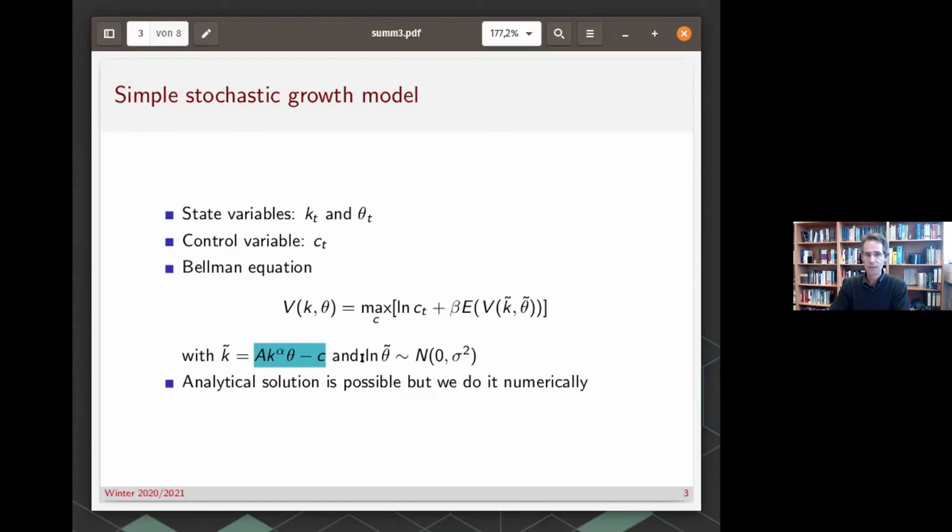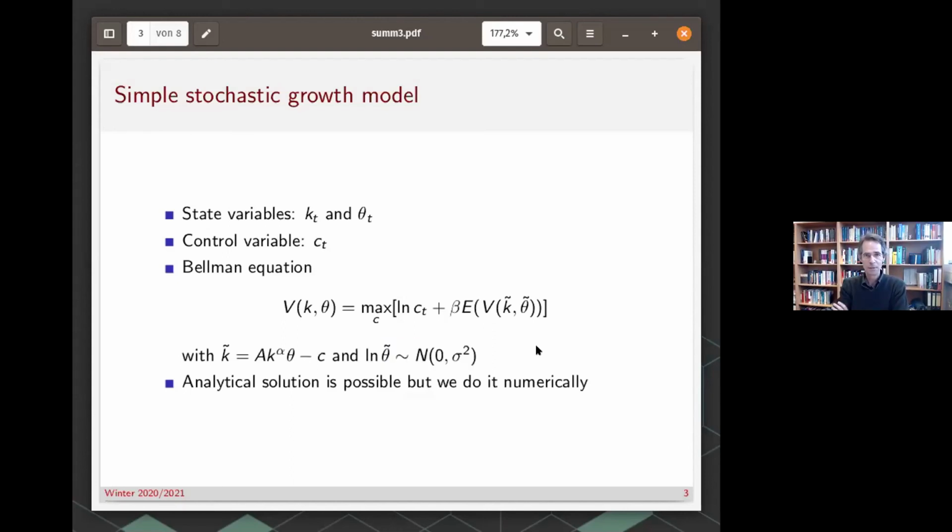But tomorrow's technology level is stochastic. So it has a log normal distribution. And we know the distribution, that's important here. So we know the law of motion, the stochastic law of motion. We know how today's state variables develop into tomorrow's state variables given the control variable, the consumption. Okay.